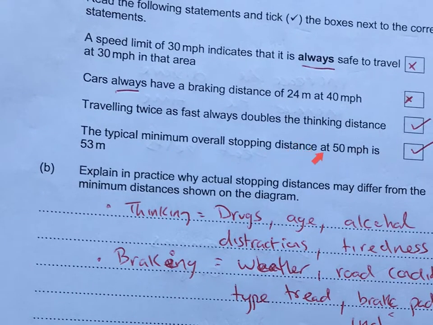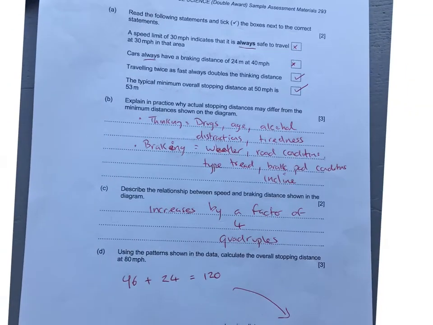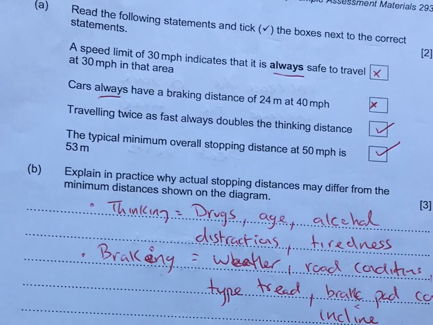And then this one: the typical minimum overall stopping distance at 15 miles per hour is 53. So it says the typical minimum. It's not saying that it always is. Okay? And when we add 21, where are we? 50 miles per hour. 15 to 38, you're going to get 53, I think. Yeah. Hopefully I did that wrong.